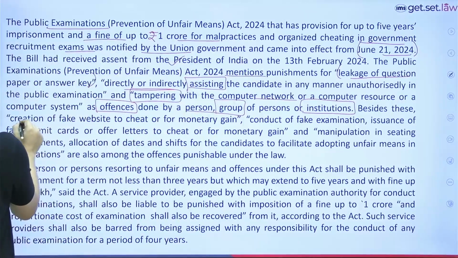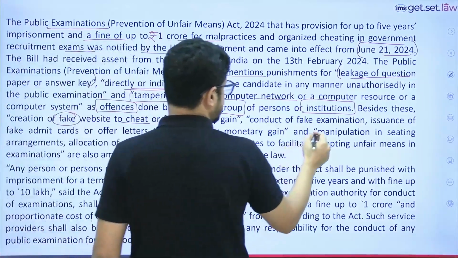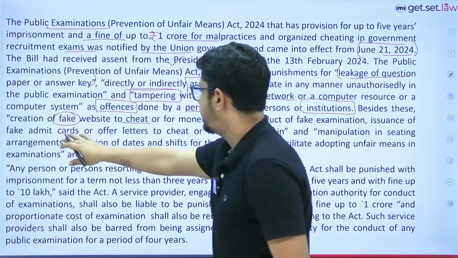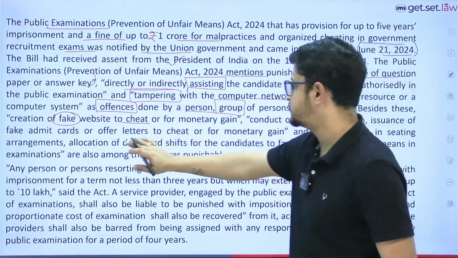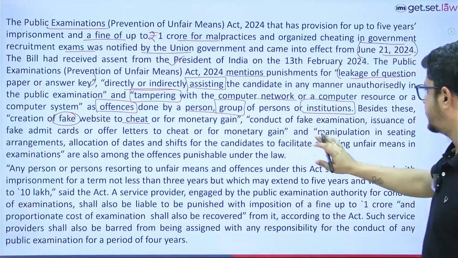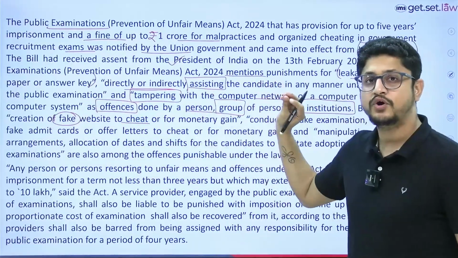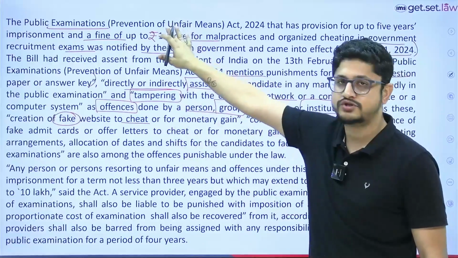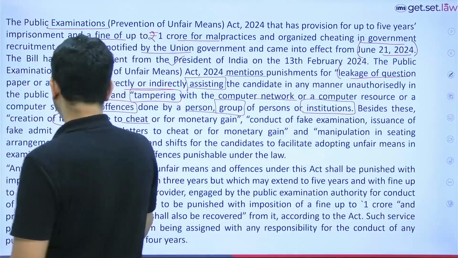Besides these, creation of fake websites to cheat or for monetary gain, conduct of fake examinations, fake admit cards, offer letters, monetary gain, manipulation in the seating arrangements, allocation of dates, shift for the candidates. These all are the means which are clearly defined as the offences punishable under this law. This is what the entire offence and the penal provisions being given. Let's go to the next paragraph.